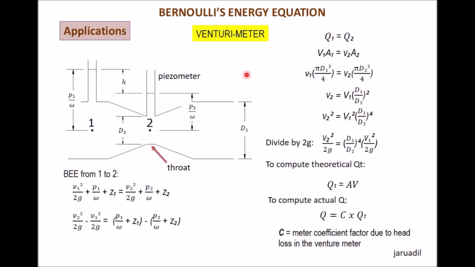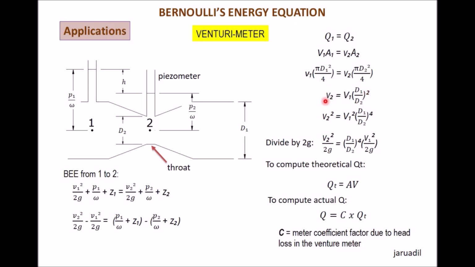Now in Venturimeter, Q1 is equal to Q2. Kung ano yung flow rate dito sa point 1, that must be also the flow rate at point 2. Kasi isa lang naman siyang pipe. Kung ano ang dumadaan dito sa point 1, ganun din ang flow na dumadaan dito sa point 2. So since Q is equal to V times A, so Q1 is equal to V1 times A1, Q2 is equal to V2 times A2, A1 is equal to pi D1 squared over 4, and A2 is pi D2 squared over 4. So pi and pi will cancel. We can rewrite this equation in terms of V2, so that is equal to V1 times (D1 over D2) squared.